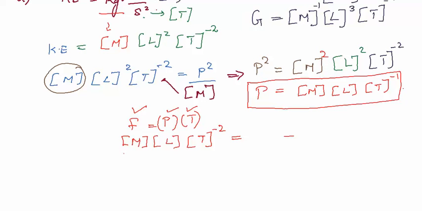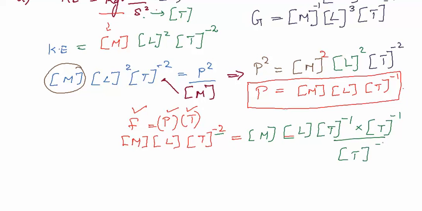So you have mass, length, and T to the power -2, and that's the dimension of force. And then for momentum, the dimension is M, L, and T to the power -1. Since you have to make it consistent, you have -2 here. So we have to introduce a T to the power -1. Therefore -1 and -1 add up together to become -2.